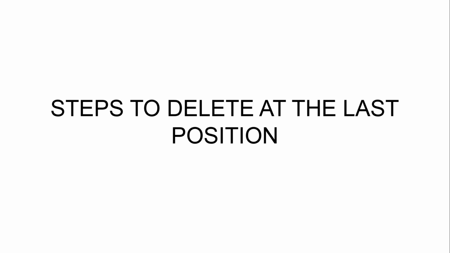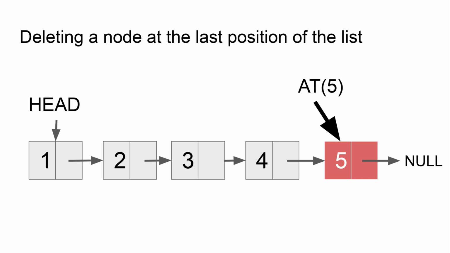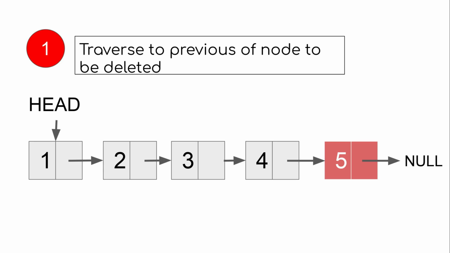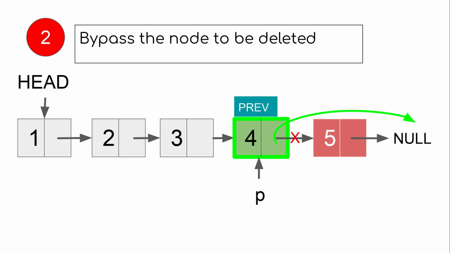Now let's see the steps for deleting the node at the last position. In this case, the last position is 5. Let's see the steps for deleting this node 5. The first step is to traverse to the previous of the node to be deleted, in this case node 4. So let's assign a pointer P to the head and move it previous minus 1 times. That is 4 minus 1, which is 3. So we are going to move it 3 times. Let's go. Okay. 1, then 2, then 3. Okay. Now we are at the previous position.